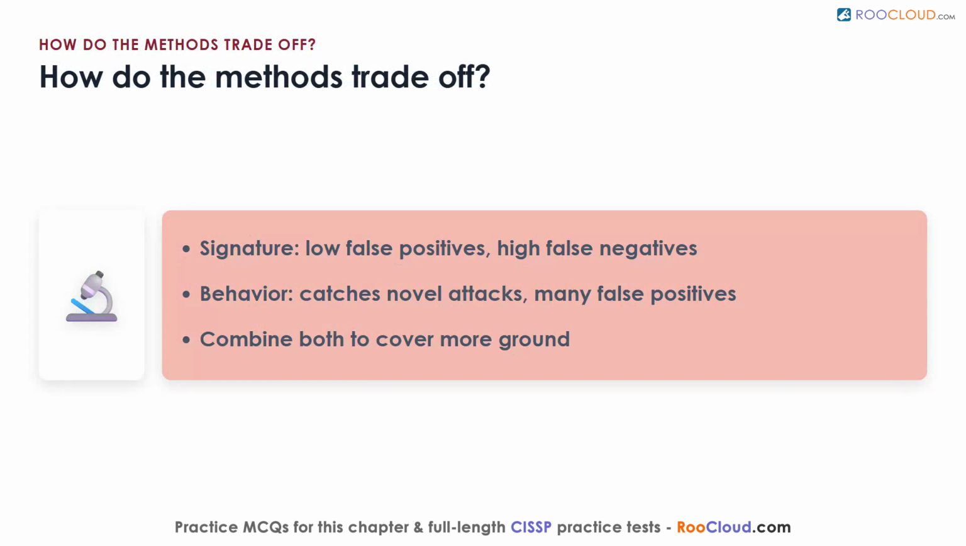How do these detection methods trade off against those errors? Here is the balance you must manage. Signature-based systems keep false positives low because they only fire on a real match. But they suffer high false negatives against new attacks they have no signature for. Behavior-based systems flip that, catching novel attacks but flooding you with false positives because the line between normal and abnormal is fuzzy. That is why so many real systems combine both methods, pairing the precision of signatures with the reach of behavior analysis. Think of one guard who checks IDs against a watch list, working beside another who simply notices when something feels off.